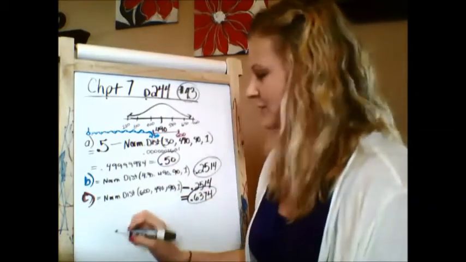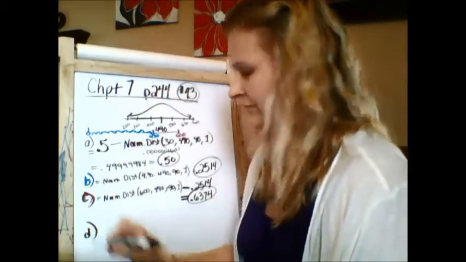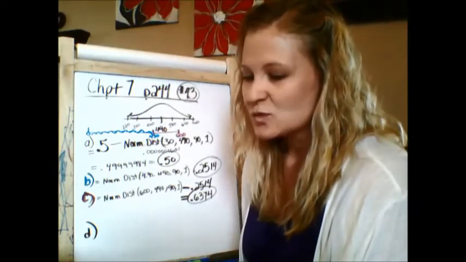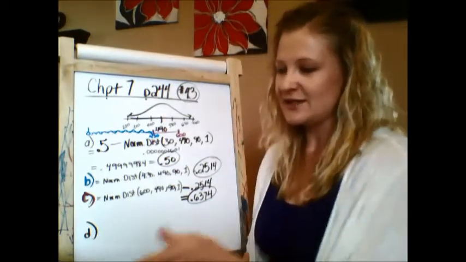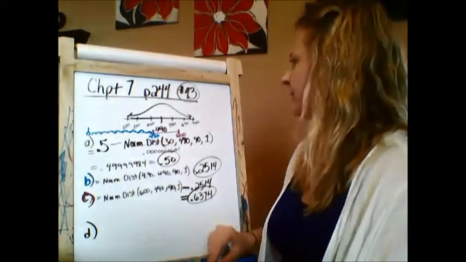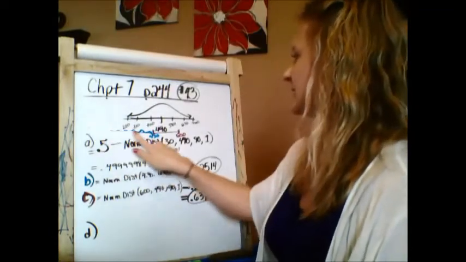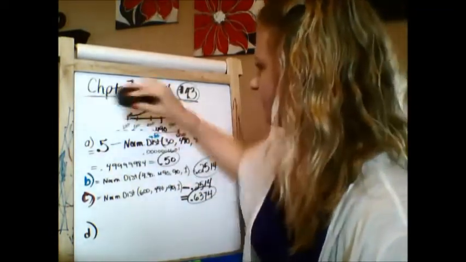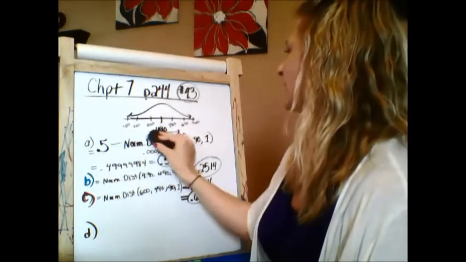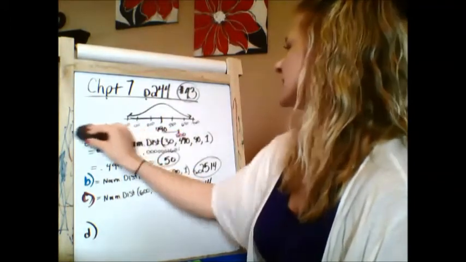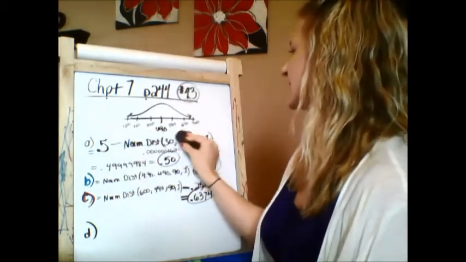Okay, one more question here. D asks, what percent spent between $500 and $600 per month on food? Okay, again, Excel cannot do 500 to 600. So we're going to have Excel calculate all the way up to 600. It's really the same thing as C, just with a different number.